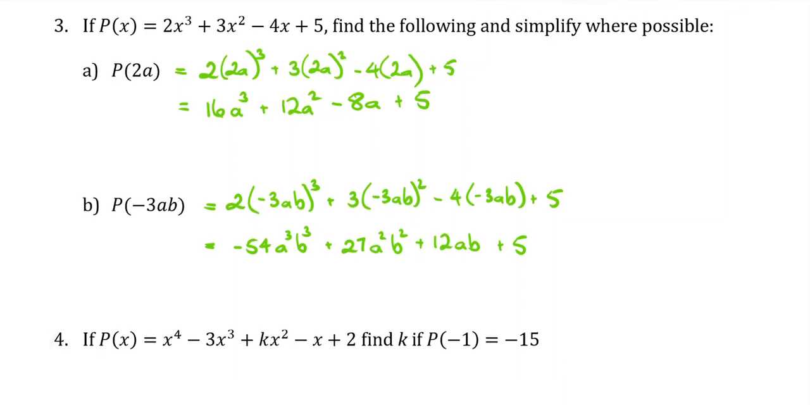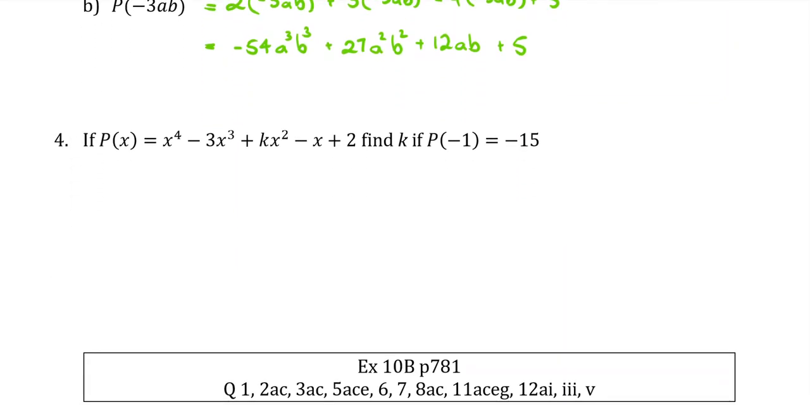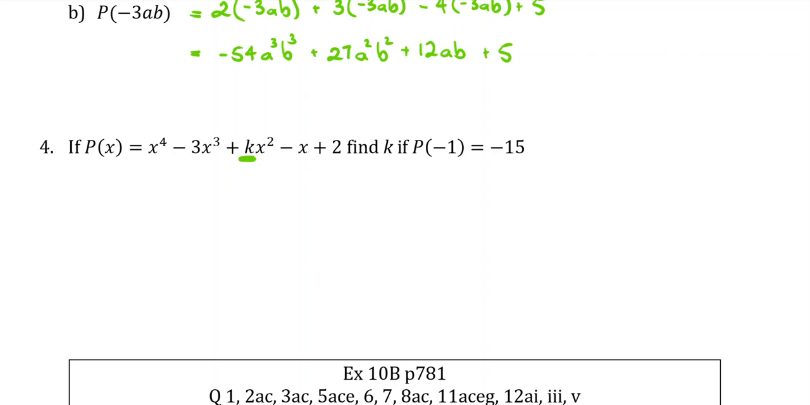Question 4. If p of x equals x to the 4 minus 3x cubed plus kx squared minus x plus 2, so we've got that k in there, we've got an extra pronumeral in this polynomial. Find k if p of negative 1 is equal to negative 15. So the minus 1 is going to be the value for the x, and the minus 15 is what the whole polynomial will be equal to if you sub minus 1 in.